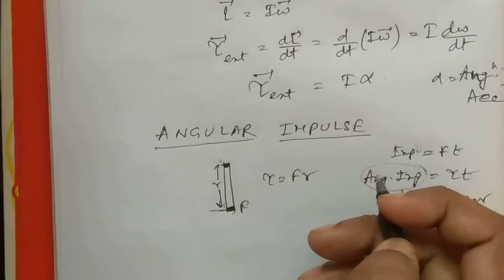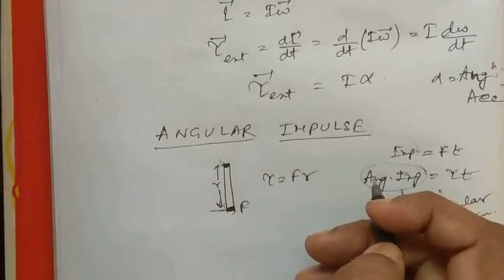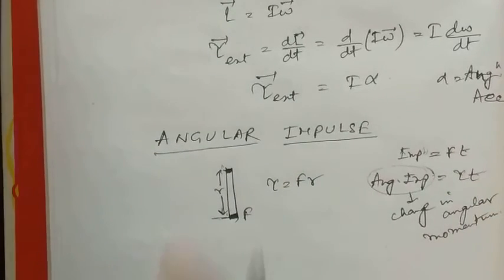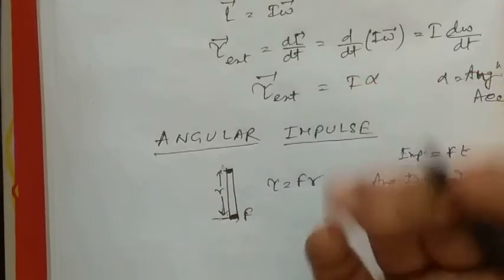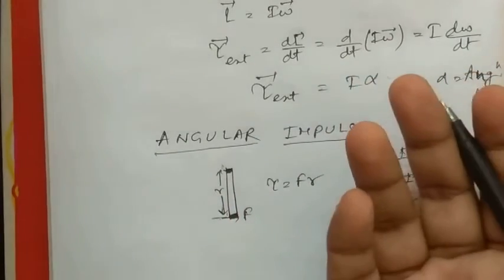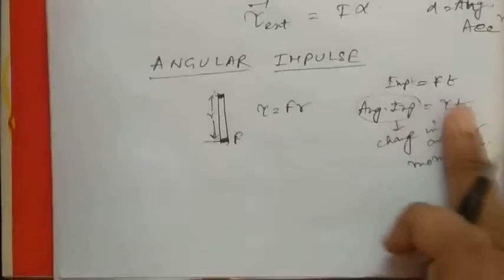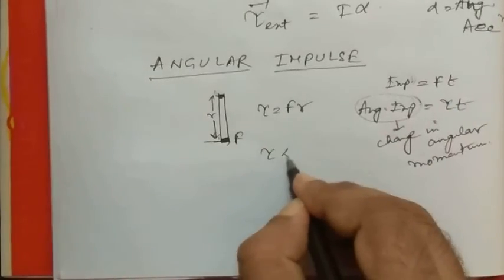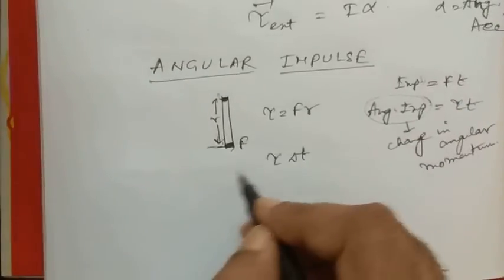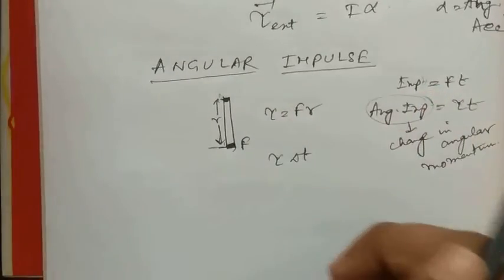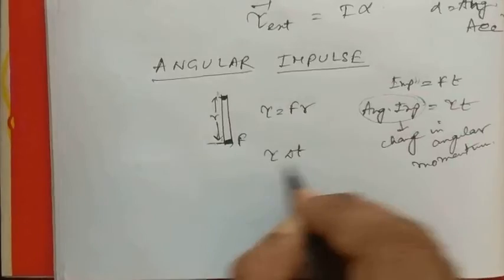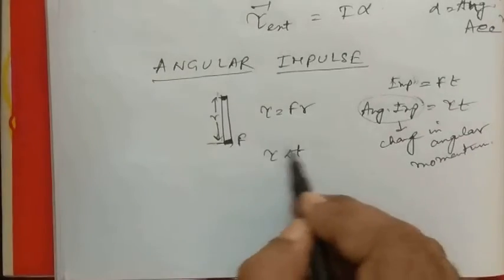Now the product of the torque tau with the duration of its exertion or application, this time delta t. Now what is delta t? The duration of its exertion. The product of torque and delta t is called angular impulse. So this is known as the angular impulse, tau delta t.